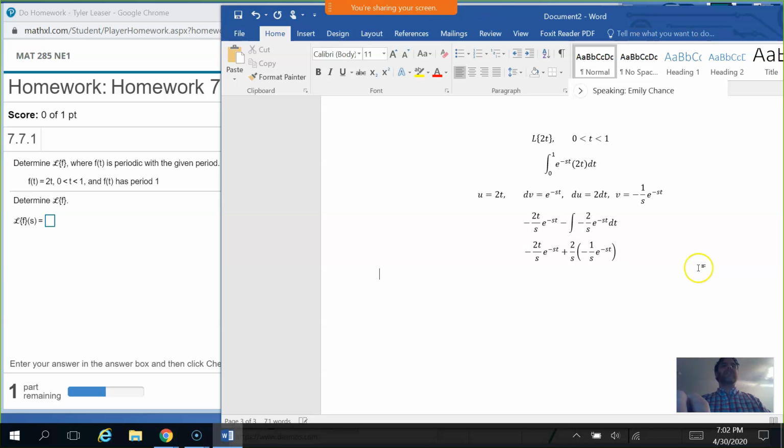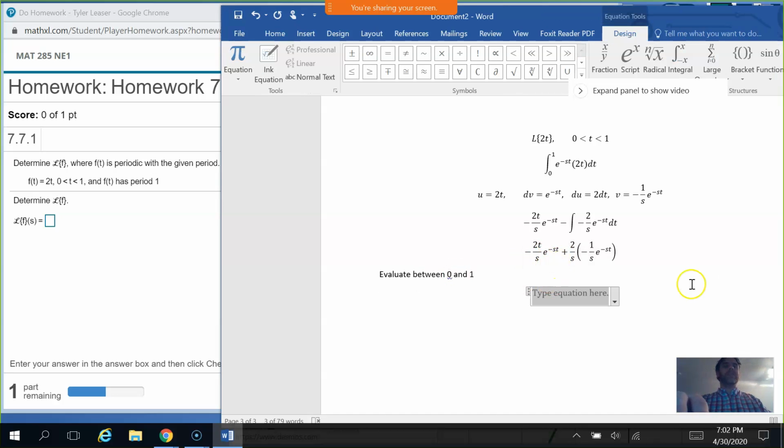All right, now we need to evaluate this between 0 and 1. So we're going to plug 1 in for the t's first. That's going to give me negative 2 over s, e to the negative 1, or not negative 1, sorry, negative s, minus 2 over s squared, e to the negative s.